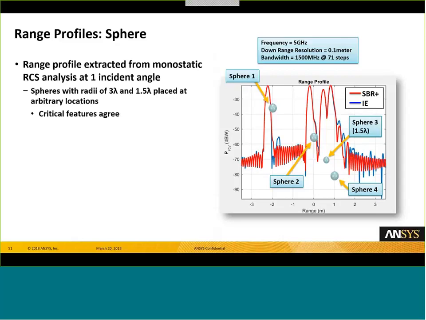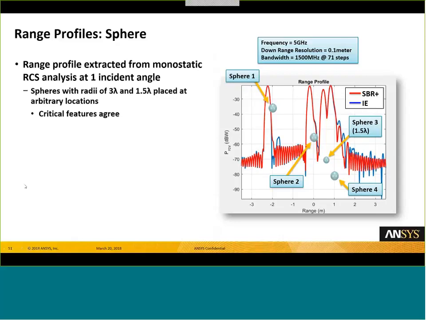So here we're comparing range profiles from full wave and SBR plus techniques. You can see the SBR plus in red, and integral equation was used in this example in blue. And it's worth noting that even with these electrically small targets, these spheres being basically three wavelengths or less, you get really good agreement in that all of the critical features are agreeing here.